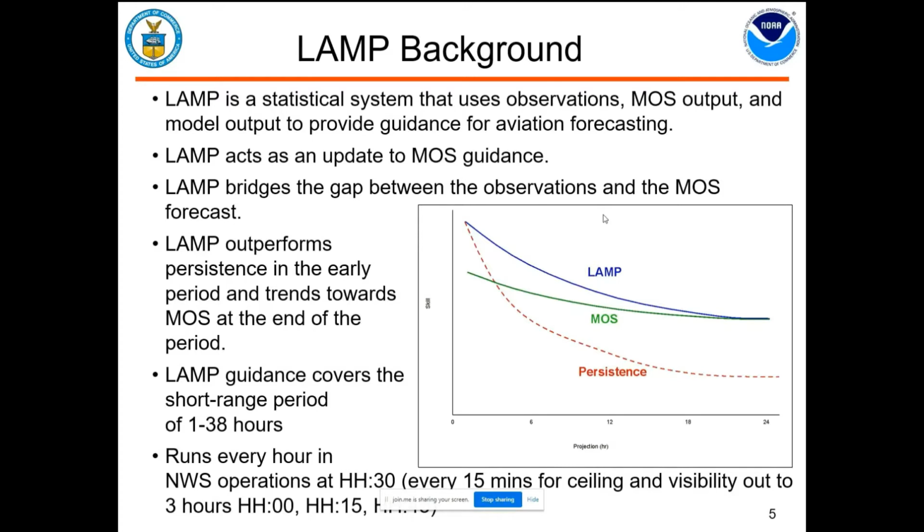Presently, we produce guidance out to 25 hours for some elements, and for other elements, out to 38 hours to support the blend. LAMP runs every hour in Weather Service operations at 30 minutes past the hour, and we also produce guidance every 15 minutes for ceiling and visibility out to 3 hours.